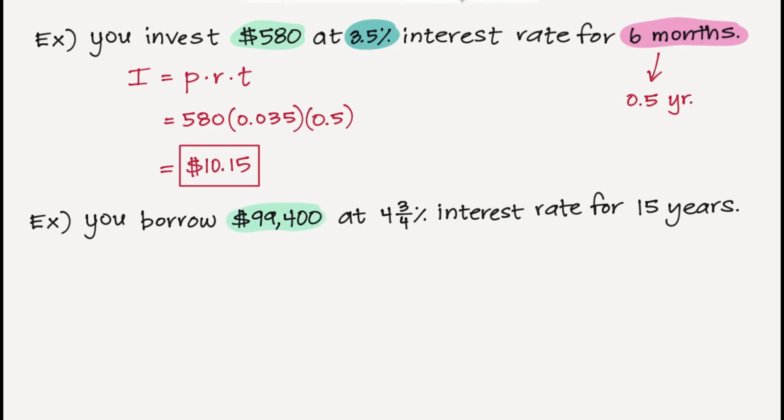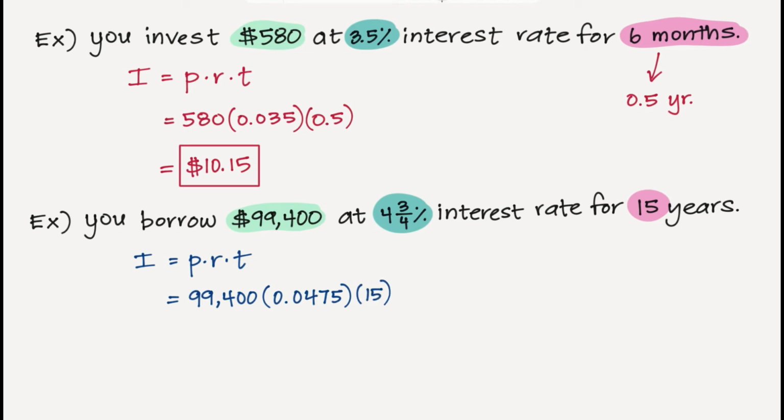All right, this last example, you borrow $99,400. So maybe this is for a car or a house at 4 3/4% interest rate for 15 years. So let's go ahead and plug these into our formula. I is equal to P times R times T. The principal is huge, $99,400 times 0.0475, because 3/4 is 75%. And then times the 15 for our time.